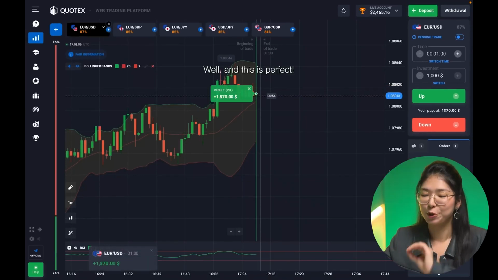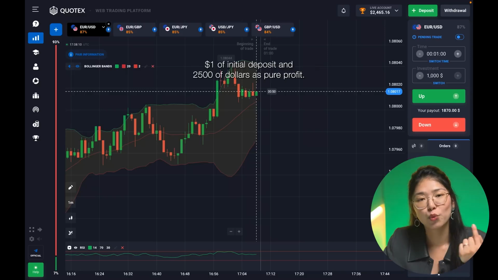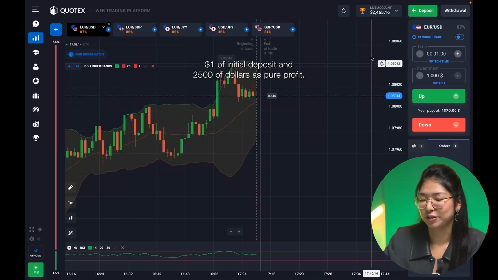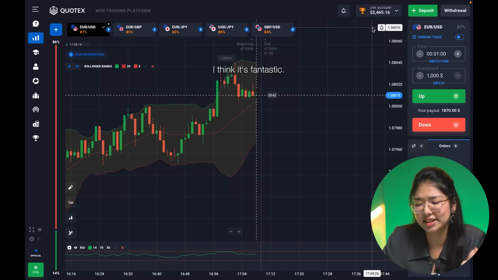Well, and this is perfect, and we see 5 currency pairs, just 13 minutes, $1 of initial deposit, and $2,500 is super perfect. Guys, I think it's fantastic.